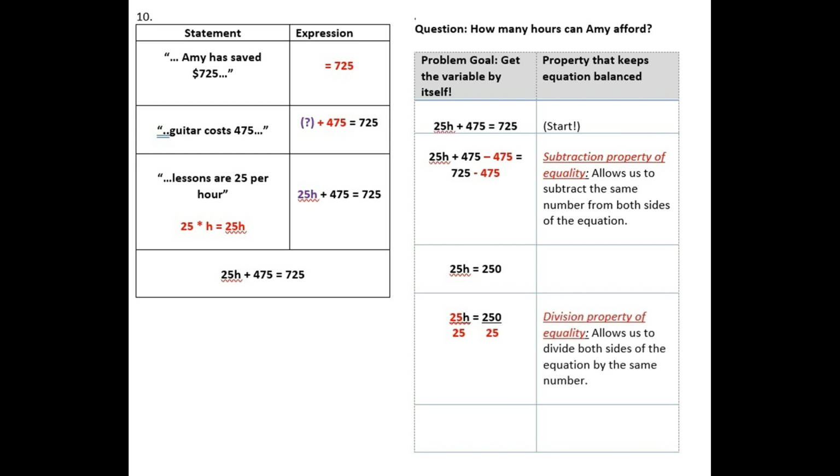Well, divide both sides by 25. And again, that's the division property of equality. As long as we divide both sides by the same number, we still have a balanced equation. H equals 10. That means Amy can afford 10 hours of lessons.